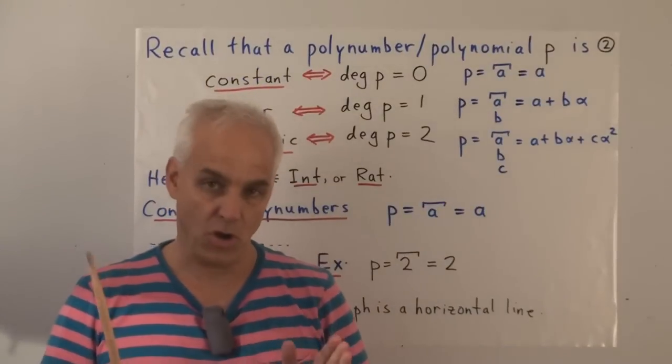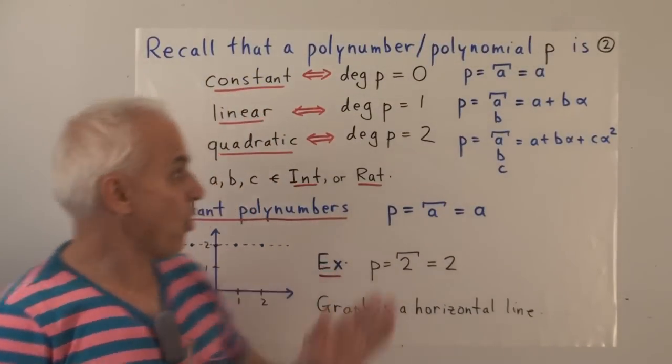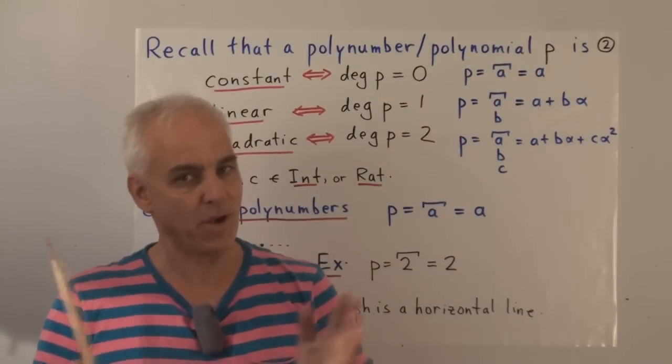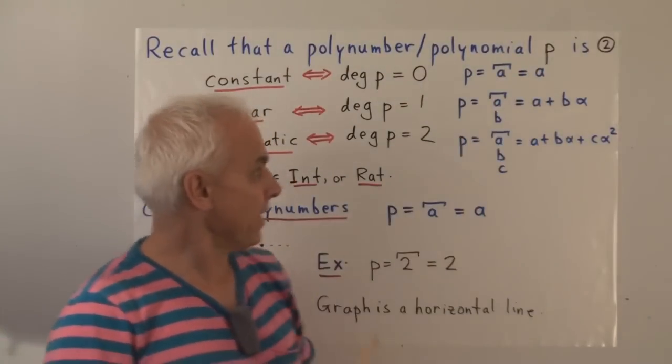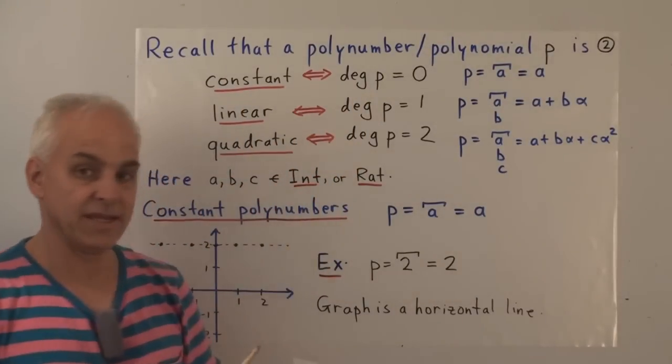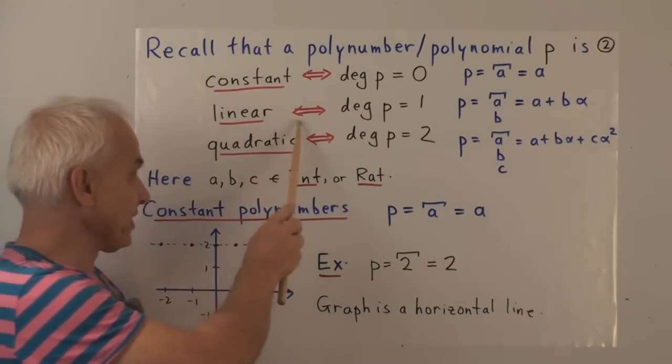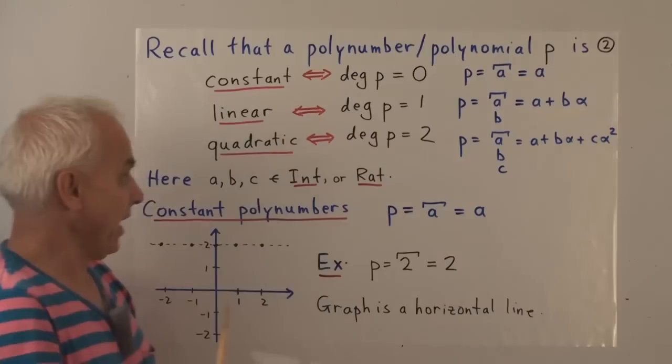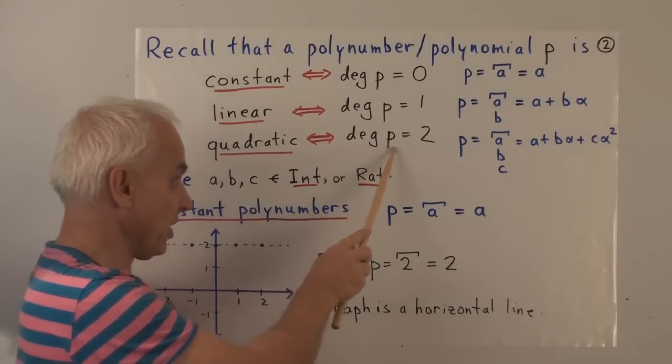So recall that a polynumber, or a polynomial, is pretty well the same thing. P is constant precisely when its degree is 0. It's linear precisely when its degree is 1, and it's quadratic precisely when its degree is 2.